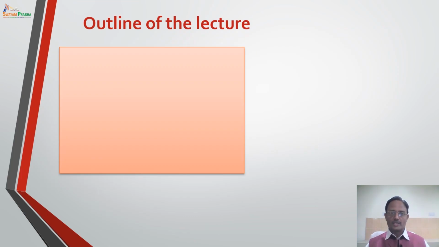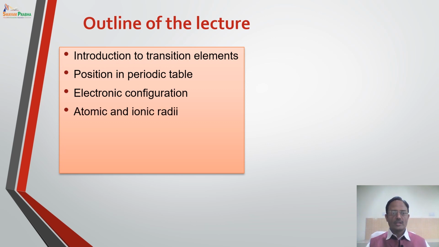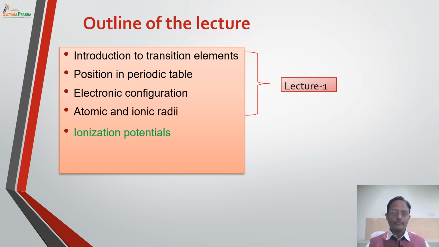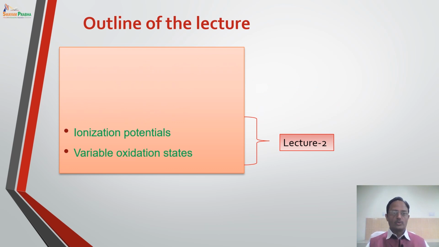The outline of the lecture is Introduction to Transition Elements, Position of Periodic Table, Electronic Configuration, Atomic and ionic radii. These 4 topics we have covered in first lecture of this module. In this second lecture, we will be discussing about ionization potentials of 3D series elements and variable oxidation states of 3D series elements. This will be our lecture 2 module. And now we will concentrate on these 2 topics, starting with ionization potentials.